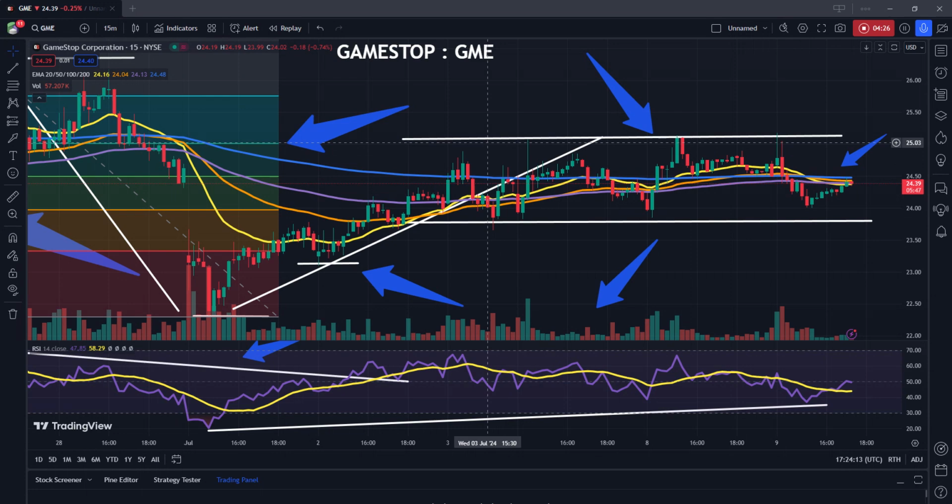So I'll explain why that is here. The first thing that we need to point to is the fact that this level has really been tested at least three times. The initial test here came on July 5th, which would be the Friday trading session when we were just coming back from the holiday.